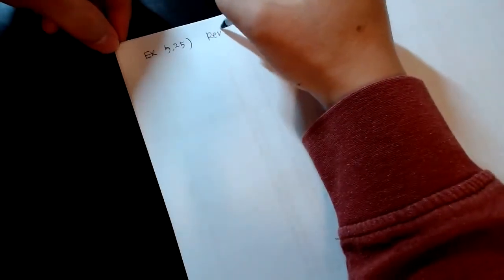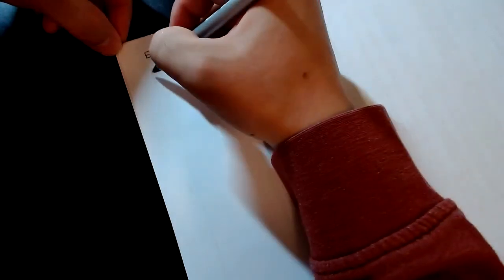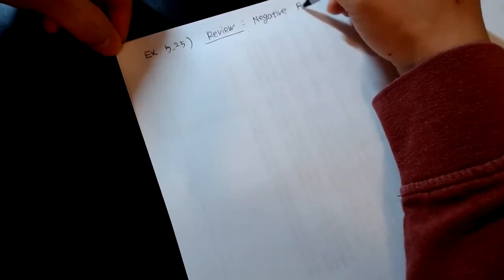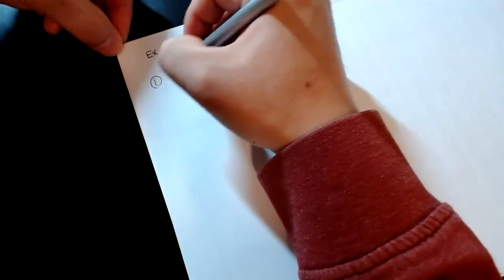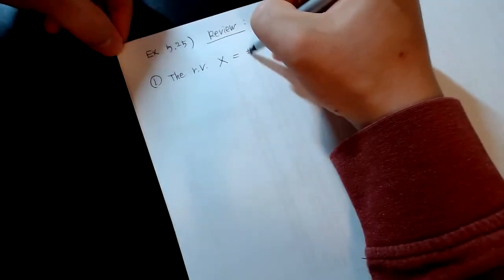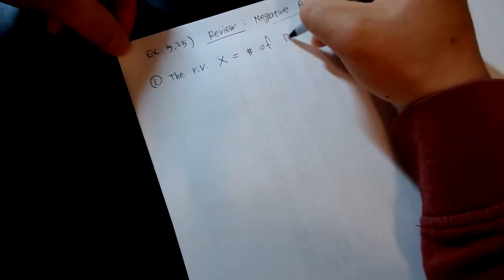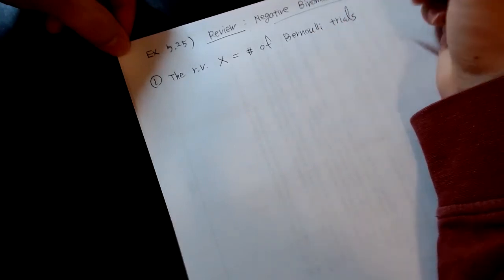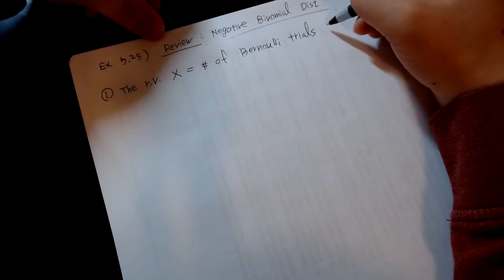So let me review what the negative binomial distribution is. First, the random variable X is equal to the number of Bernoulli trials until r successes occur.